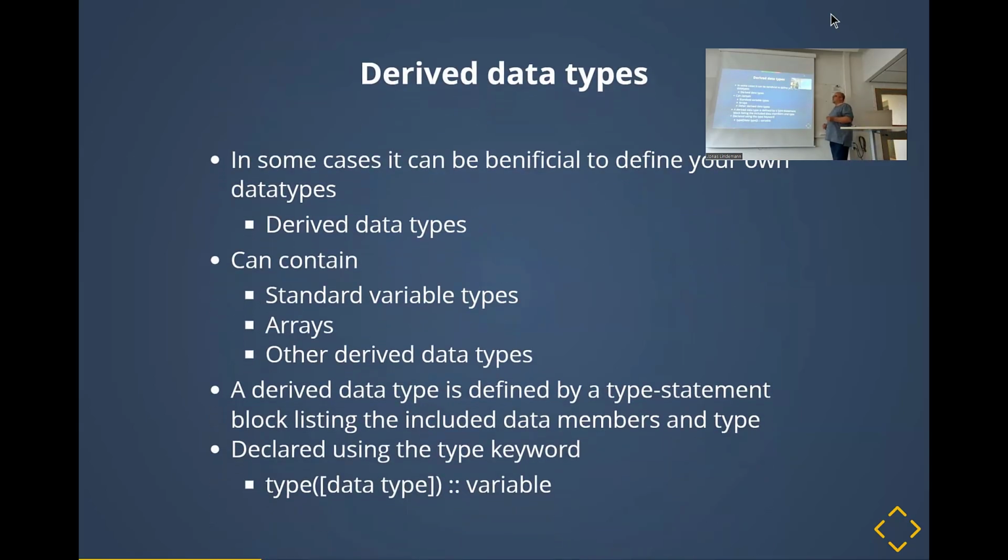Derived data types are a special form of variable that you can define yourself. They can contain standard variable types, arrays, and other derived data types. You derive a new data type using the type statement and listing the members of that derived data type. So it's very similar to defining a class in Python, but this is just for data. Then you can use this variable type just like any other variable in your code. So you do type here, and then the name of your newly defined data type and a variable.